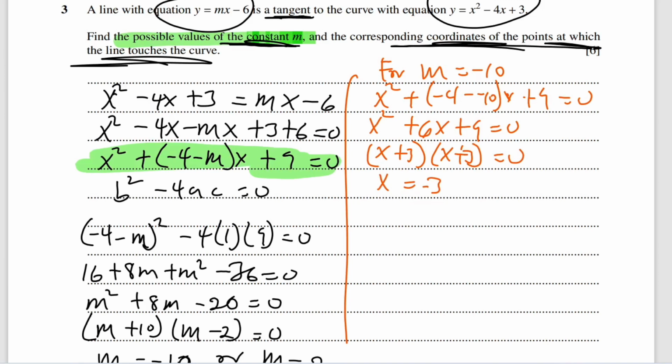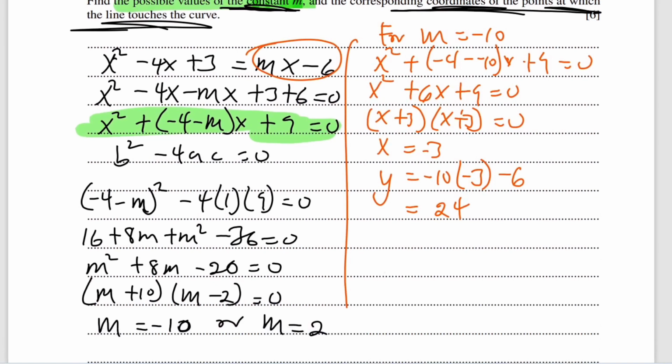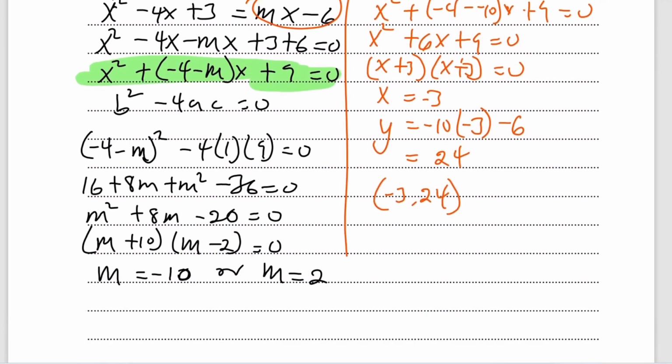And now if you want your y, probably put it into the easier y to work with, because m is already negative 10. X is negative 3, so negative 10 times negative 3 is 30, minus 6, that's 24. So one of the points where they intersect is negative 3, 24. The other point will be for m is equal to 2.